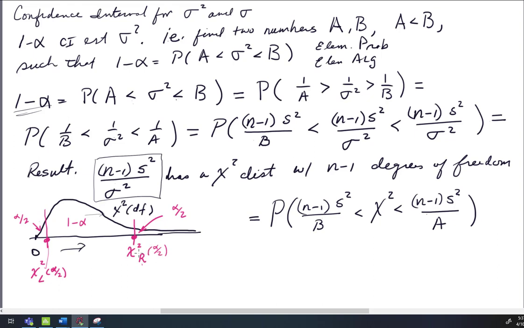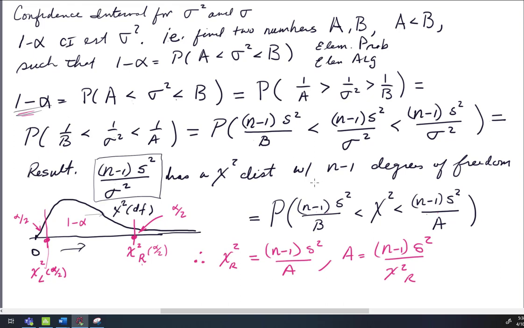Now, what's the defining property of chi-square r? It leaves an area of alpha by 2 in the upper tail. That would be what this point is doing in this inequality. We're capturing in the middle an area of 1 minus alpha, so in each end we've got an alpha by 2. What I'm getting at is that therefore chi-square right is equal to (n minus 1) s squared over a, and that would mean that a is equal to (n minus 1) s squared over chi-square right.